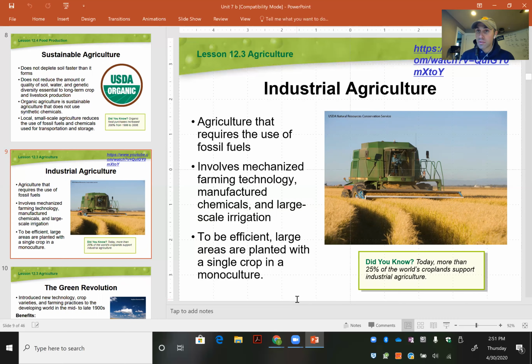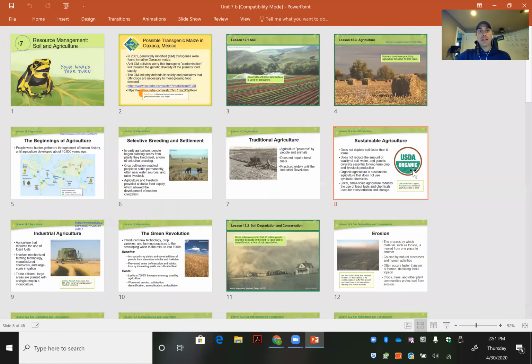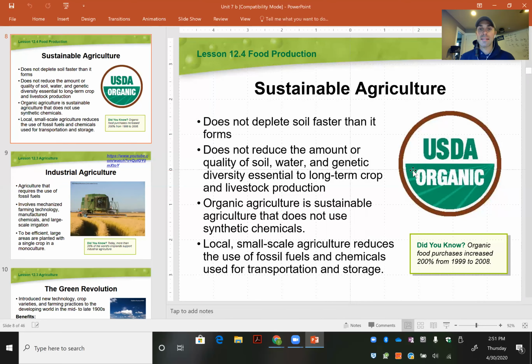So it's the difference between traditional agriculture and industrialized agriculture. All right, number three, what is sustainable agriculture and what are its pros and cons? Well, if we go to this slide right here, it says that sustainable agriculture is something that can be sustained over time, meaning we are not depleting the soil. We are not depleting its nutrients.